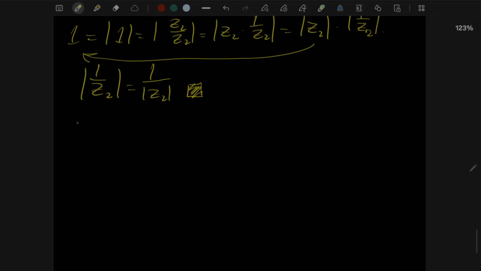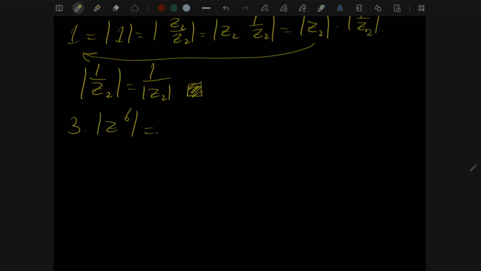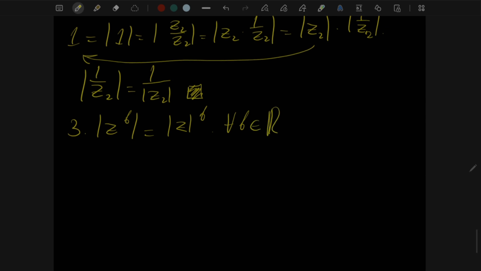Okay, the third property is that the absolute value of z to the power of b is the absolute value of z to the power of b, for all b real numbers, and I will prove it later. I will prove it simultaneously with the argument property that is also respective.